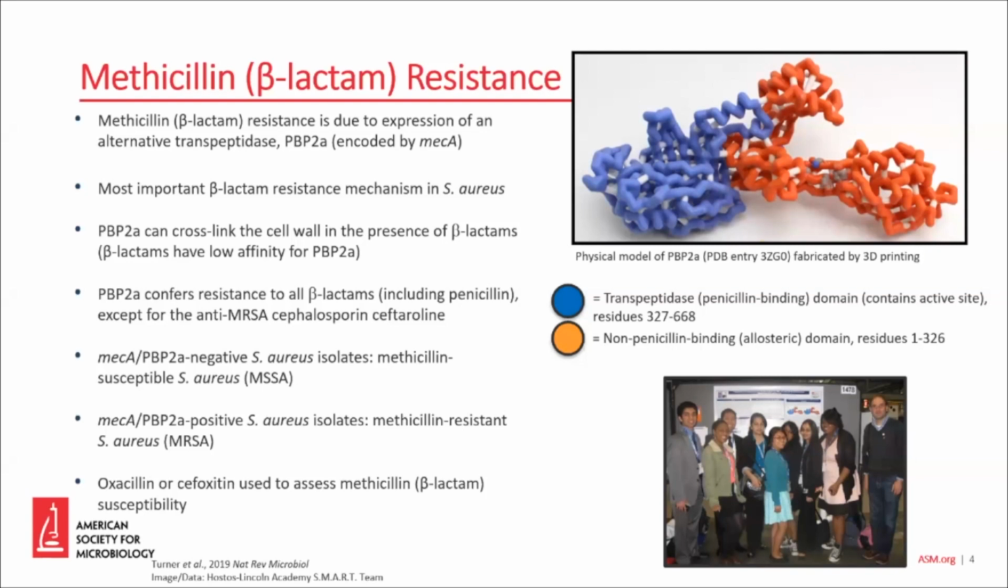If a Staphylococcus aureus isolate does not encode mecA and therefore does not produce penicillin binding protein 2A, we call the isolate methicillin susceptible Staph aureus, or MSSA. If the Staph aureus isolate does encode mecA and does produce penicillin binding protein 2A, we call it methicillin resistant Staph aureus. And both oxacillin or cefoxitin can be used to assess methicillin susceptibility in Staph aureus.